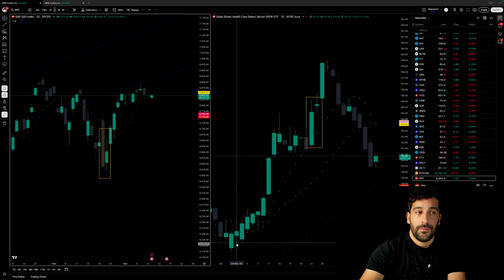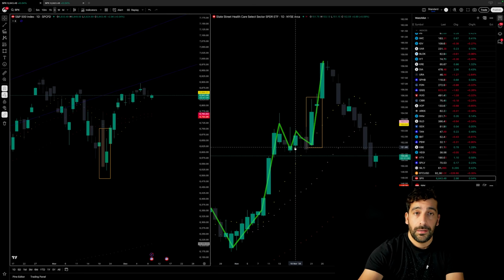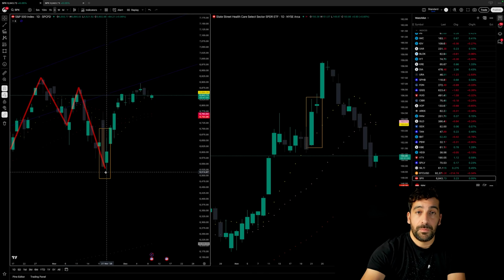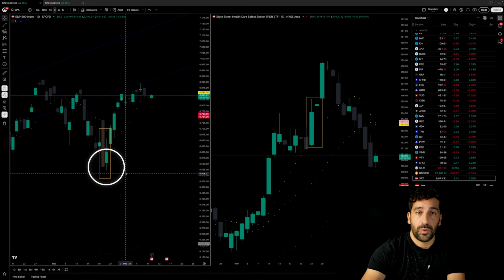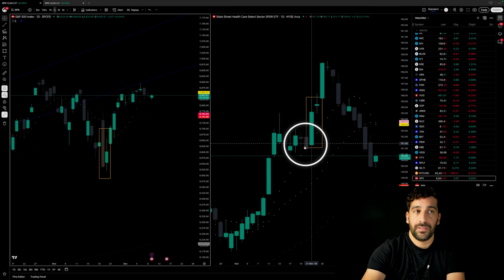So XLV, just to recap, was relatively strong, moving higher, being bought up as SPX was moving lower. As SPX was bottoming over here, November 2021, XLV was flagging. It was flagging for about a week or so. When SPX bounced, XLV broke out.